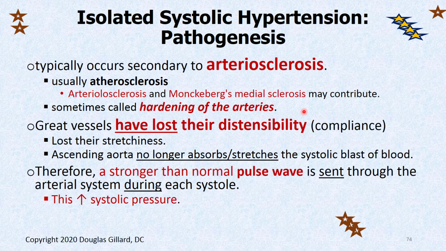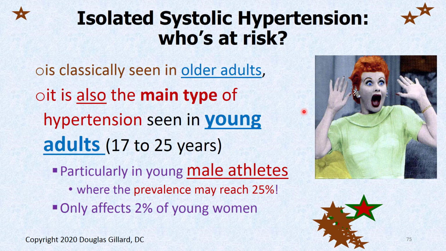It's lost its stretchiness. When systole occurs, all of the blast that's coming out of the left ventricle is not absorbed anymore by the ascending aorta and the aortic arch. It's passed right on down the system. So the pressure wave is going to be much stronger than normal because there's no give in the ascending aorta.